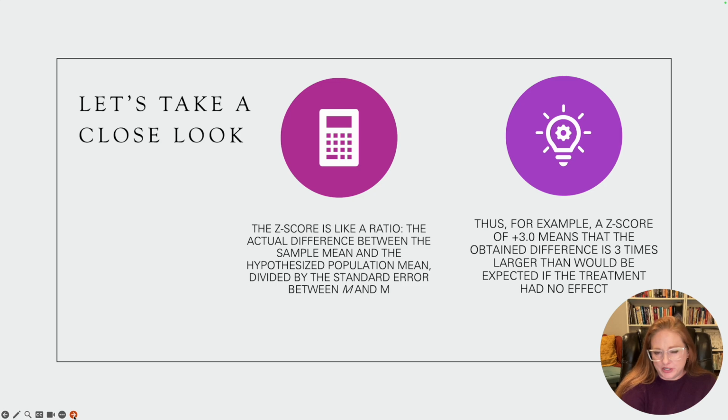So the z-score is like a ratio, right? The actual difference between the sample mean and the hypothesized population mean divided by the standard error of the mean. So we're taking a look at what the sample mean is saying versus what the population mean is saying, right? So for example, a z-score of plus 3.0 means that the obtained difference, what I gathered, is 3 times larger than it would be expected if the treatment had no effect.